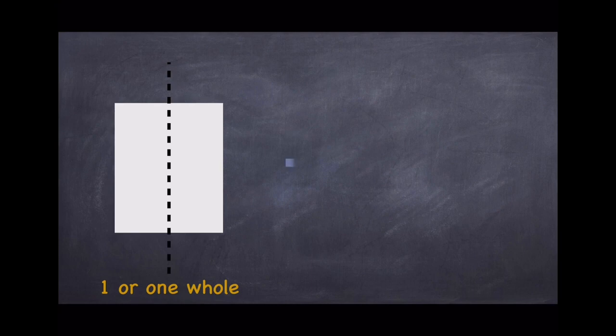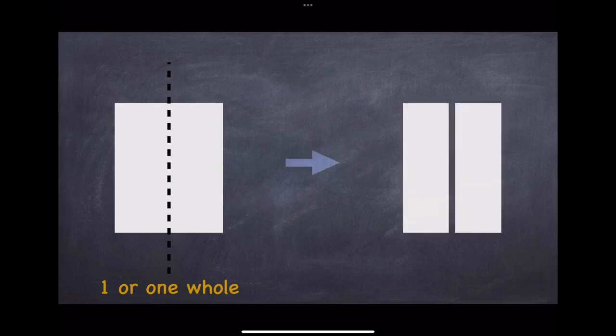Let me give you another example. Here I have a full sheet of paper which is neither torn nor folded. I can denote it mathematically by the whole number 1. Now let me fold the sheet of paper exactly in the middle and let me tear it. So we have 2 equal parts. Out of 2 parts, let me shade 1 part. So the fraction representing the shaded part would be 1 by 2 or 1/2.